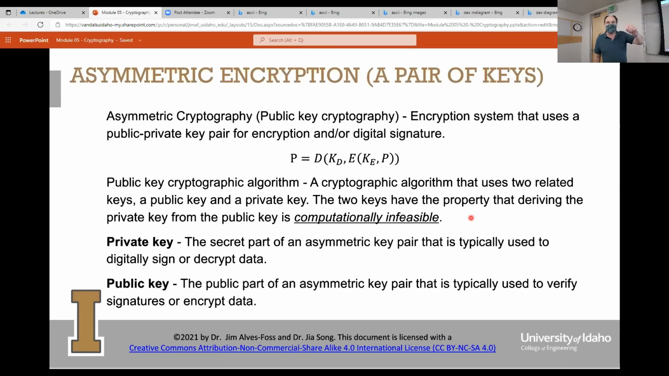And nobody should be able to use that to figure out my private key, even with a really robust computing system. So the private key is the secret part, typically used to digitally sign a message, and I'll show you how this is done to prove it's from me, or to decrypt. If you want to send me something secret, you encrypt it with my public key, and I'm the only person in the world who can read it, theoretically. Public key, the other way around.